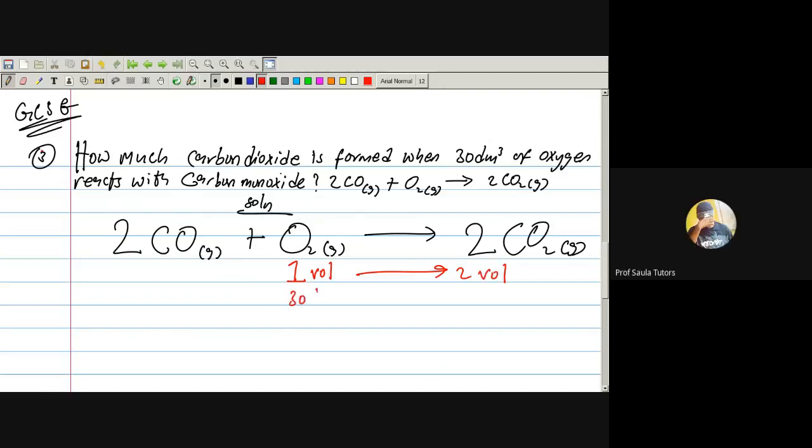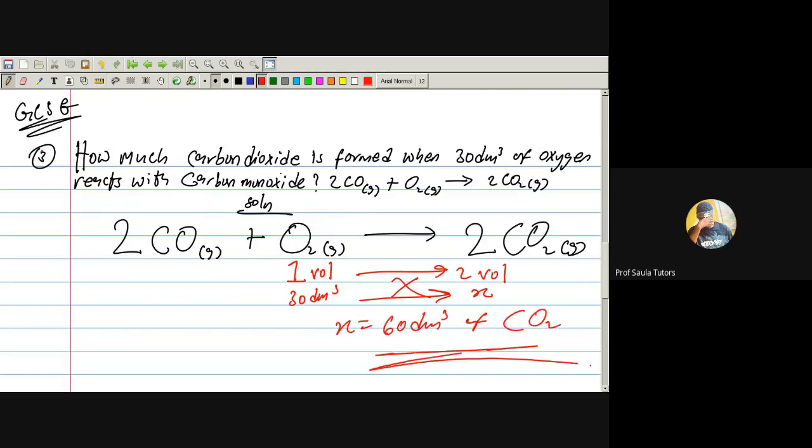So 30 volume of this, that is 30 dm cube of this, will react to give you what? Like I say, x. So x equals 30 times 2 over 1, and that'll give me 60 dm cubed of carbon dioxide. That's that. As simple as that. That's how you just do it. Okay.